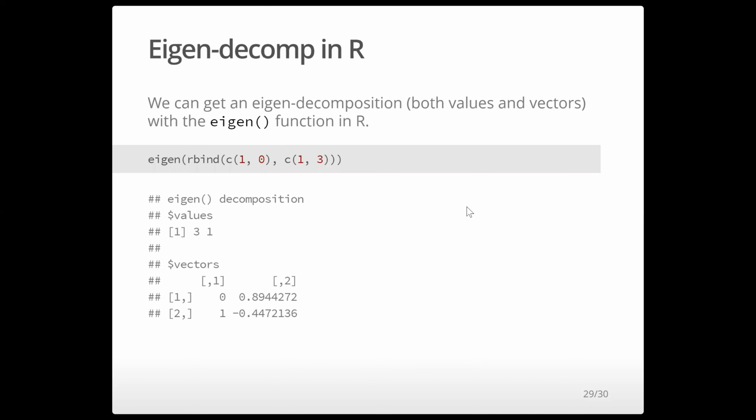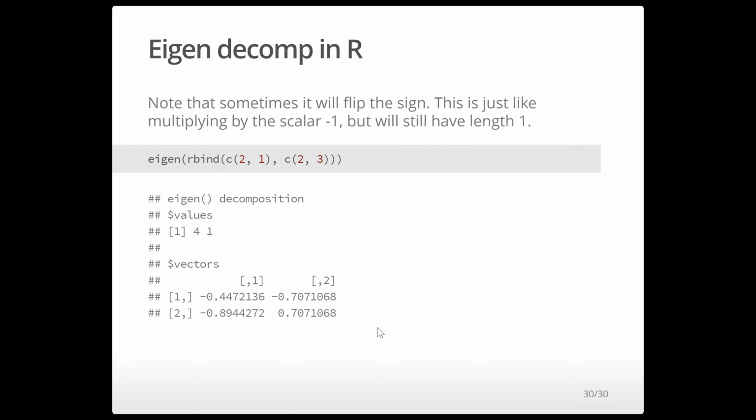We can get the eigen-decomposition in R using the eigen function. So here I'm just importing this first matrix that we looked at into the eigen function, and you see it gives us the eigenvalues we obtained before, 3 and 1, and then the vectors 0, 1, and of course it doesn't write it in terms of fractions and square roots. It gives us the approximate decimal. And here we see the same thing for the second matrix. So you can verify that these results match up to what we got by hand.